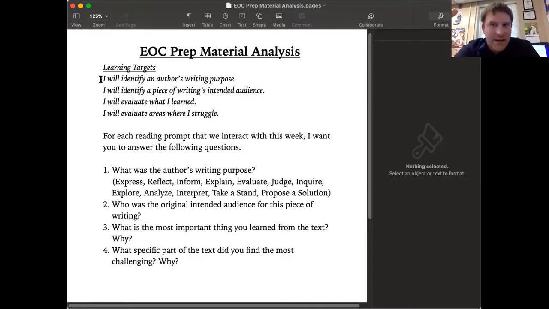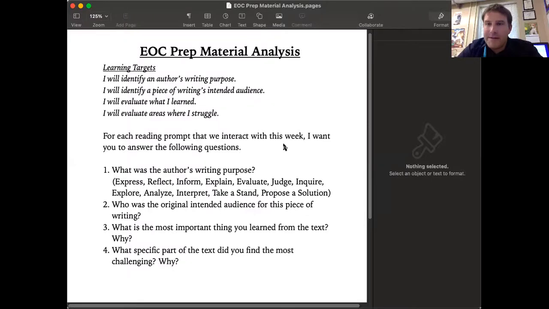Number 4 is, even if you are the best reader in the world, there are still certain things that might challenge you. So what specific part of the text did you find the most challenging, and why that specific part? I don't want you to say the whole thing was difficult. No, don't do that, please. Be as specific as possible. If it's the very beginning, what about the very beginning was confusing to you?